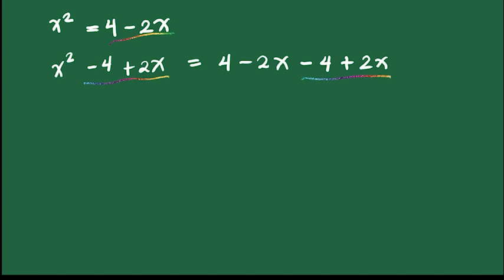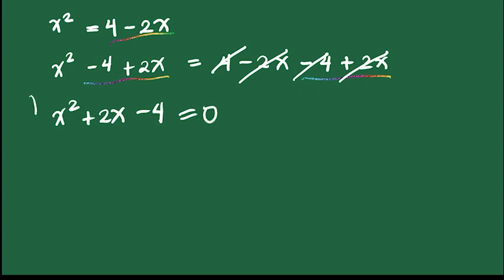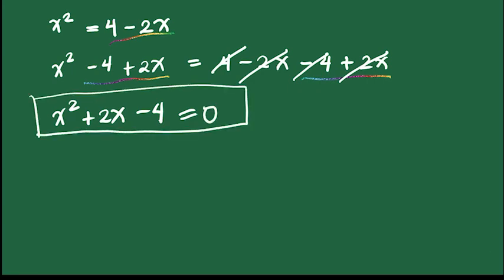Let's simplify. We will have now x squared. Maybe we can arrange these two such that the linear term should come first, so you'll have plus 2x minus 4. On the right side of the equation, you will have 4 minus 4, that's 0. Negative 2x plus 2x is equal to 0. Now we will have the standard form of our given equation. Okay, so let's go to the ninth example.